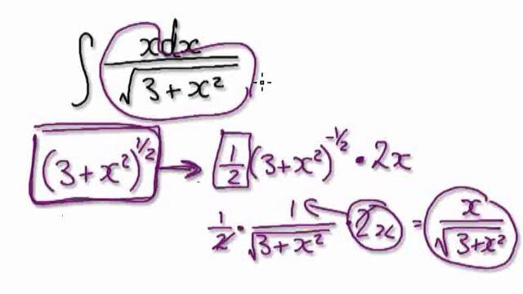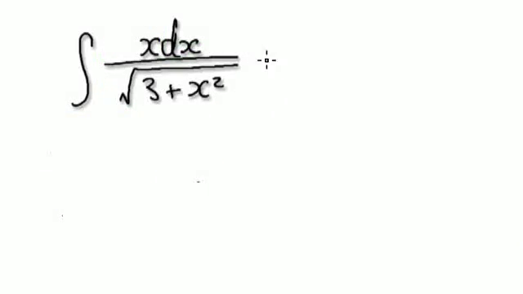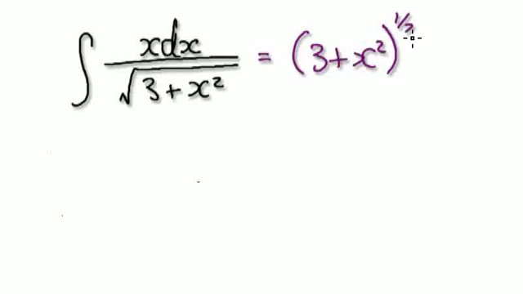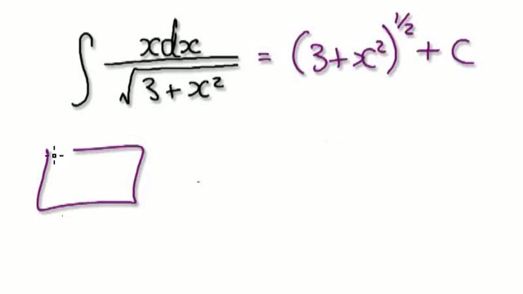This here would be your answer. What was it earlier? (3 plus x squared) to the power of a half, and then plus c, because we have to represent the whole family. Okay, so the hard part is in making your first initial guess, and you would build up this skill over time.